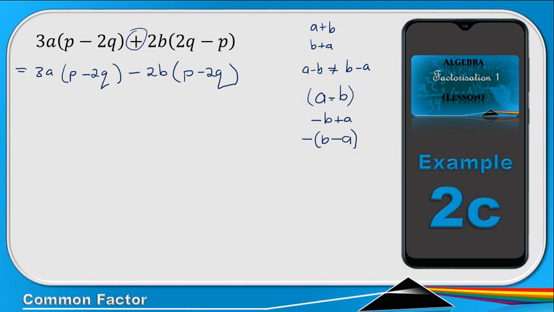So that is why we could swap it around and then change the sign in front of the term. Now we actually have p minus 2q that's common for both of these terms. So I take that out, I write p minus 2q, and then open my bracket. What's left in the first term is 3a, and what's left here is minus 2b.